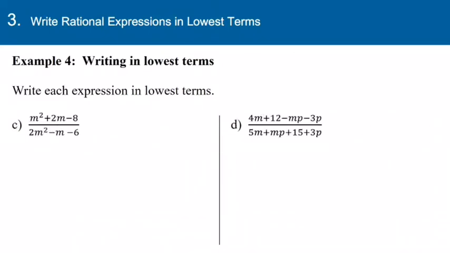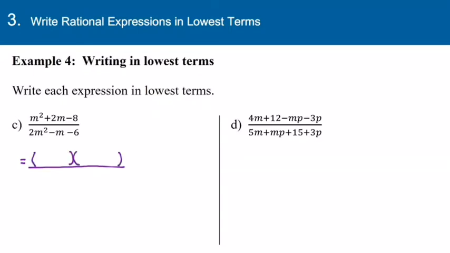Okay, continuing with example 4. Here we have m squared plus 2m minus 8 over 2m squared minus m minus 6. So we'll go ahead and factor both of these because looking at the top, I do not see a GCF, and looking at the bottom, I do not see a GCF for that either. So both of these trinomials are going to factor into 2 binomials each.